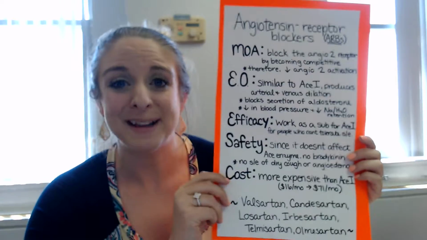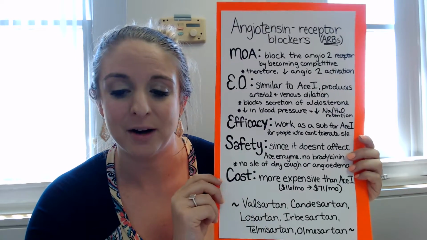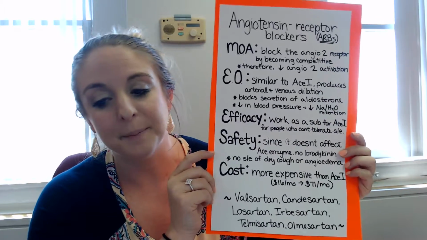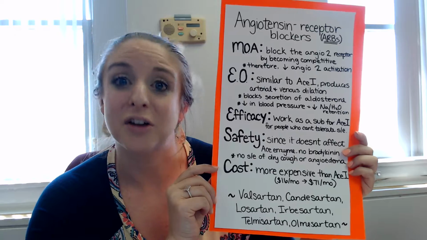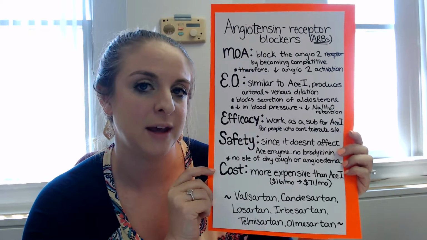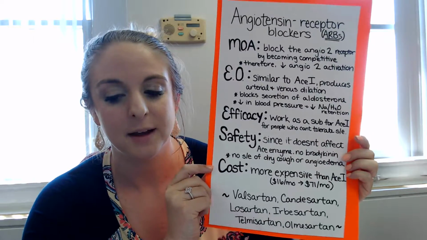So the expected outcome is similar to our ACE inhibitors. It's going to produce arterial and venous dilation. It's going to block secretion of aldosterone as well, and it's going to decrease the blood pressure and decrease the sodium water retention in our body.